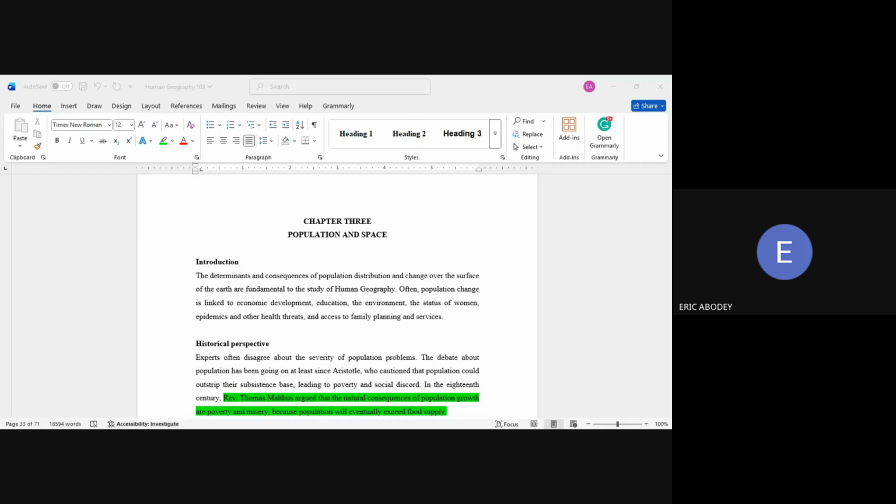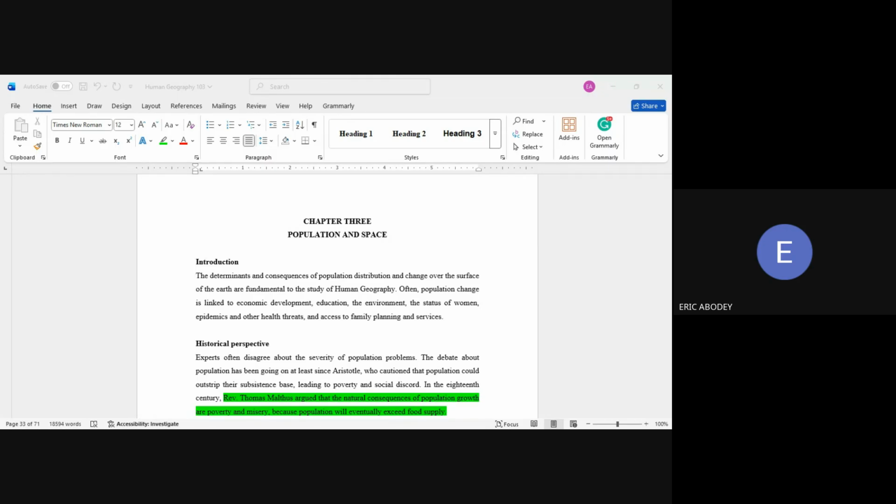Now, often population change is linked to economic development, and whenever there's a change in our population, several factors come into play, and one of them is economic development. Where there is economic development, there's a likelihood that it will attract a lot of people. The inverse is equally true. Education. Now, some of us, the first time we were even traveling from our villages, it was because we were going to secondary school. It was because we were going to the university.